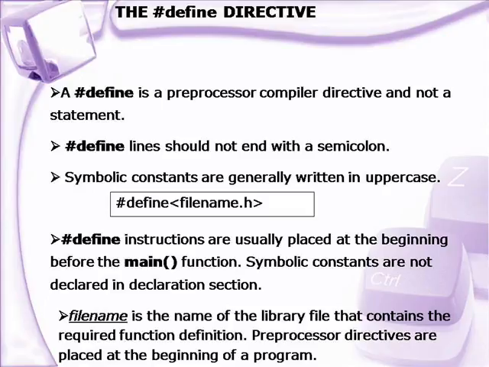The hash-define directive. A hash-define is a preprocessor compiler directive and not a statement. Therefore, hash-defined lines should not end with a semicolon. Symbolic constants are generally written in uppercase so that they are easily distinguished from lowercase variable names. Hash-defined instructions are usually placed at the beginning before the main function. Symbolic constants are not declared in the declaration section.